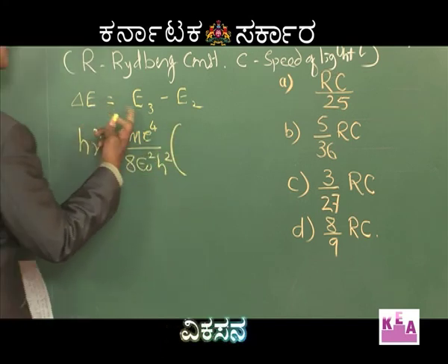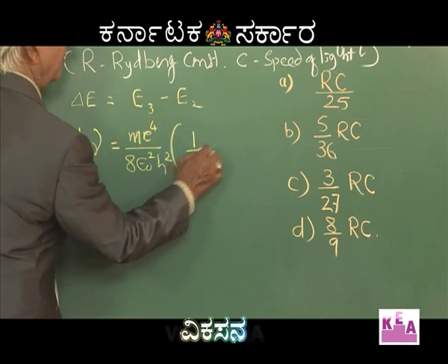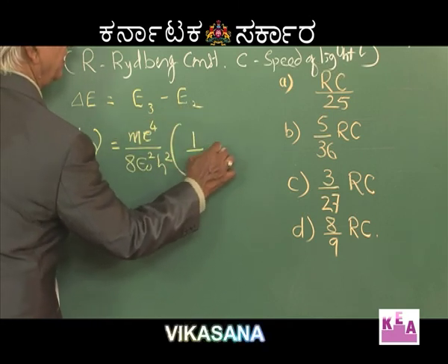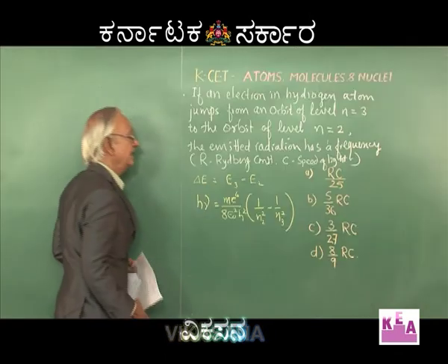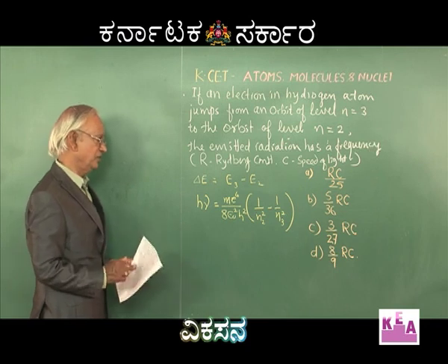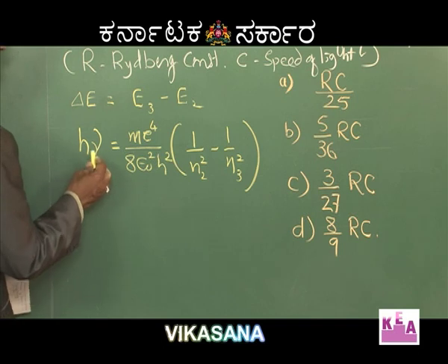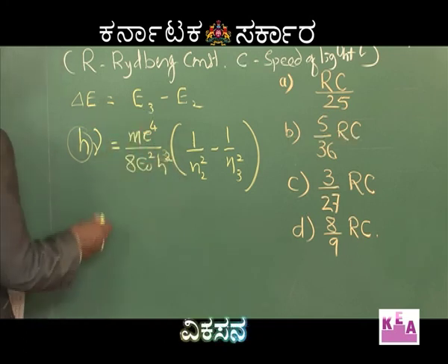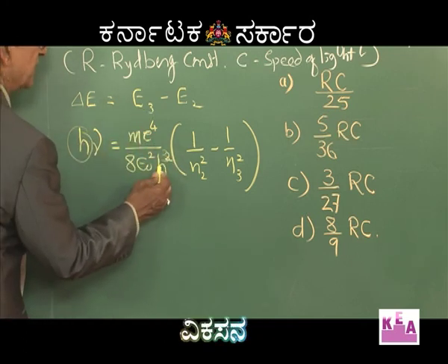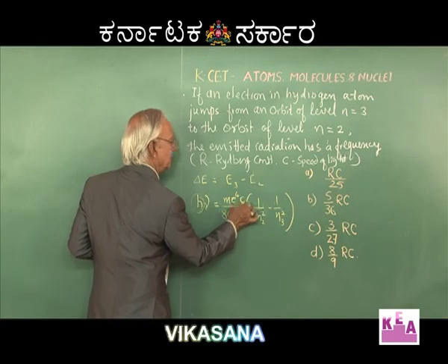You have the corresponding quantum numbers. E3 minus E2, so I will write 1 by n2 square minus 1 by n3 square. Now I take the values: n2 is 2 and n3 is 3 in this case. Before I substitute that, I will take this h to the right hand side so that it becomes h cube, and one term I need extra here. So I will write c h cube.